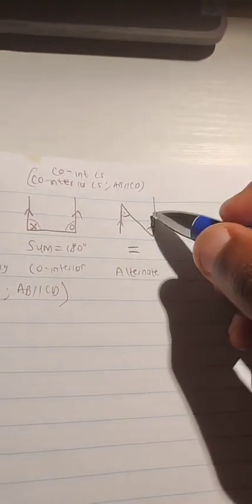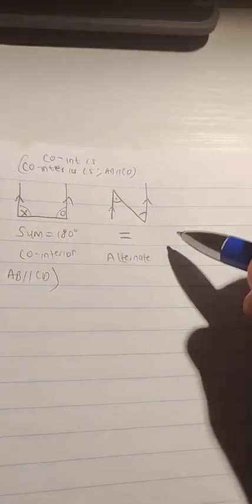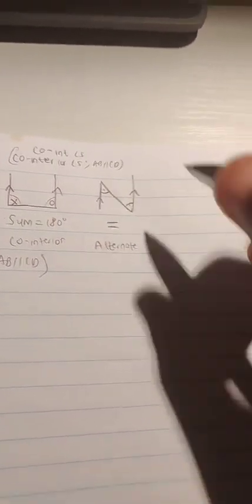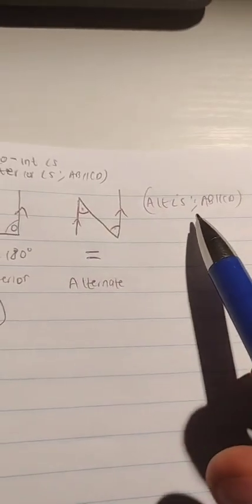And whenever we use this particular reasoning for this particular diagram, we basically write alt angles and then we state the lines that are parallel.